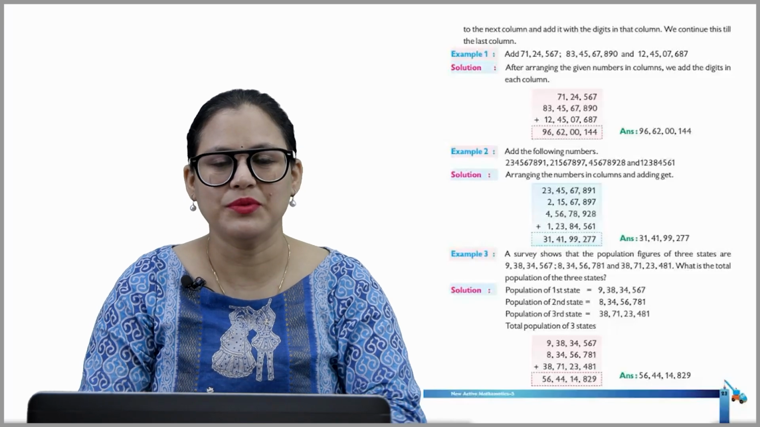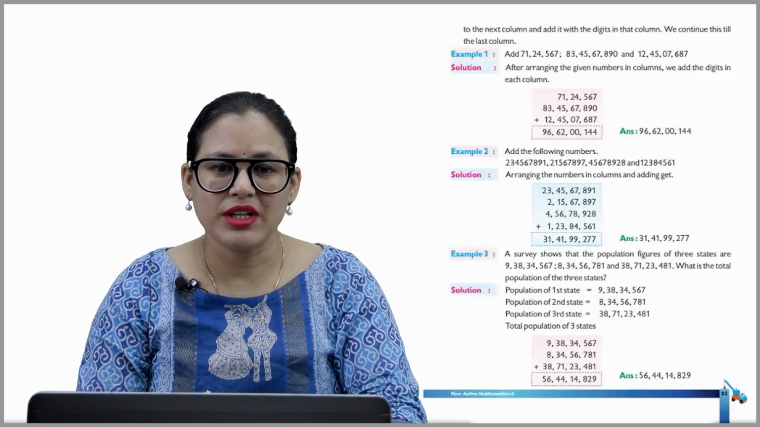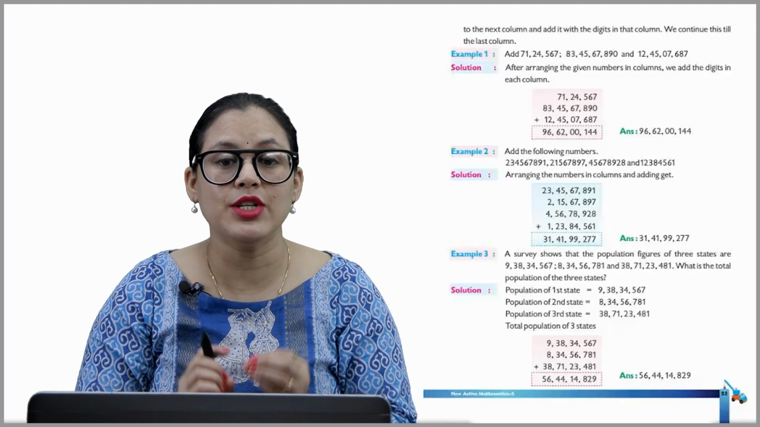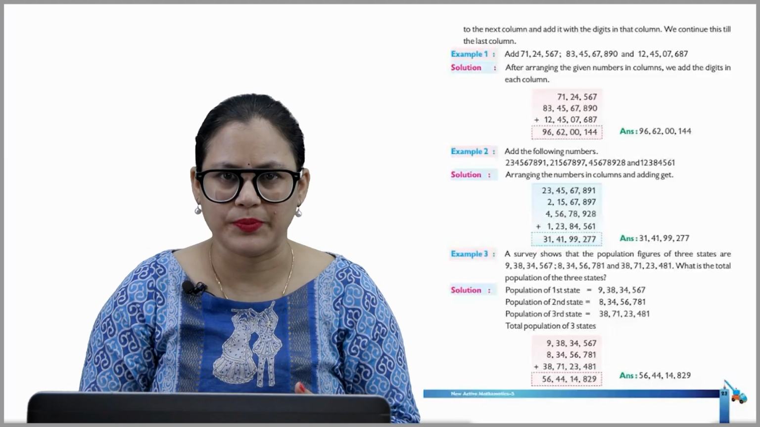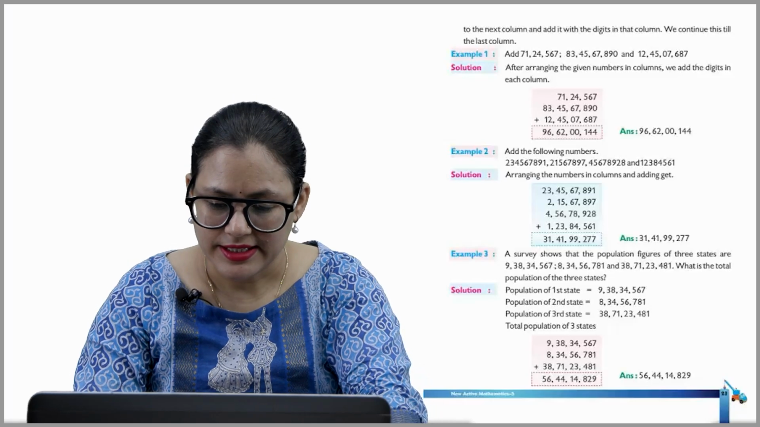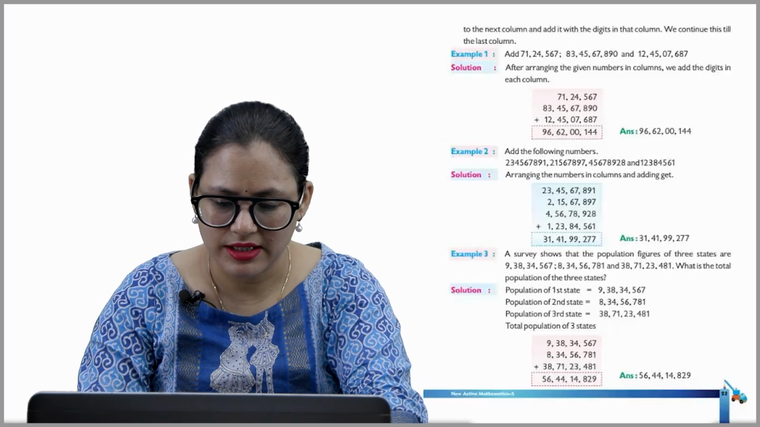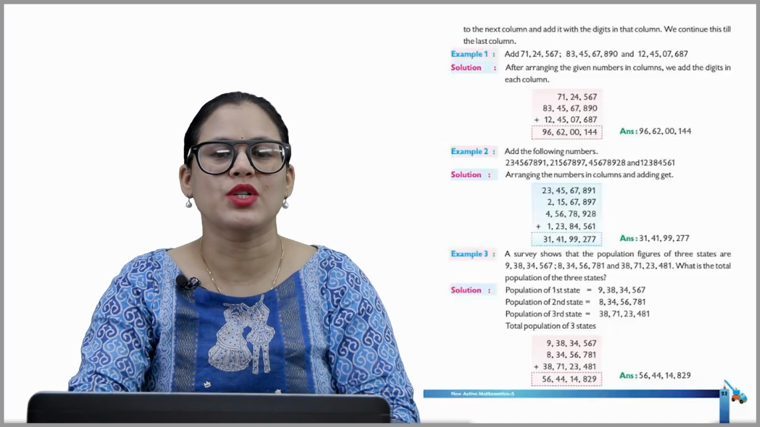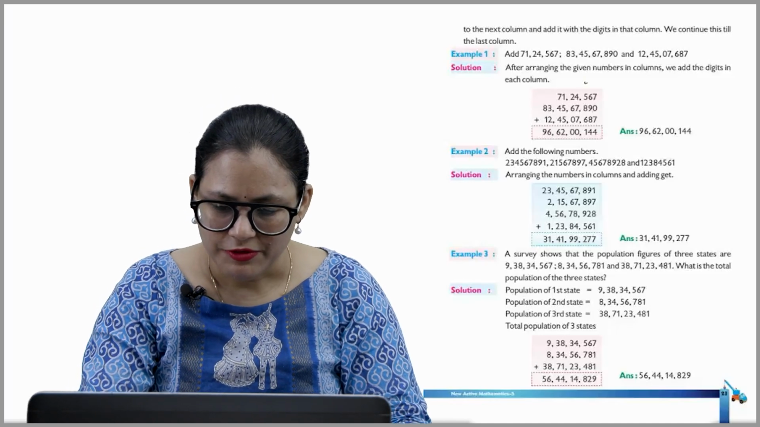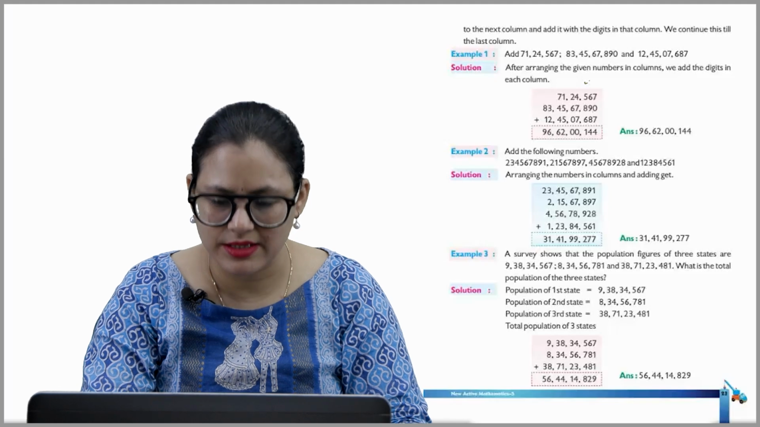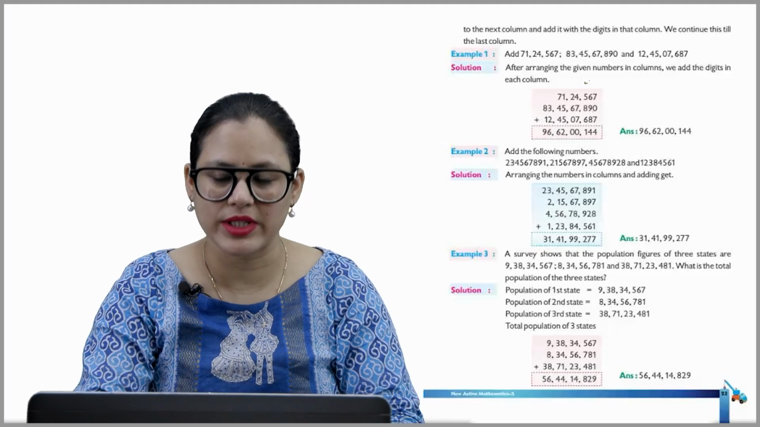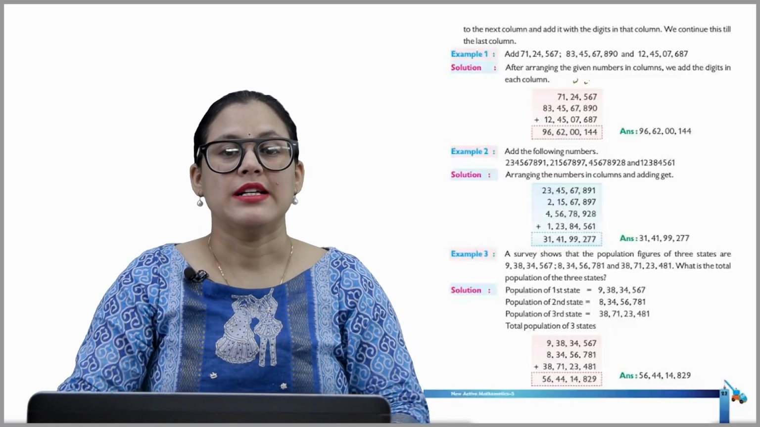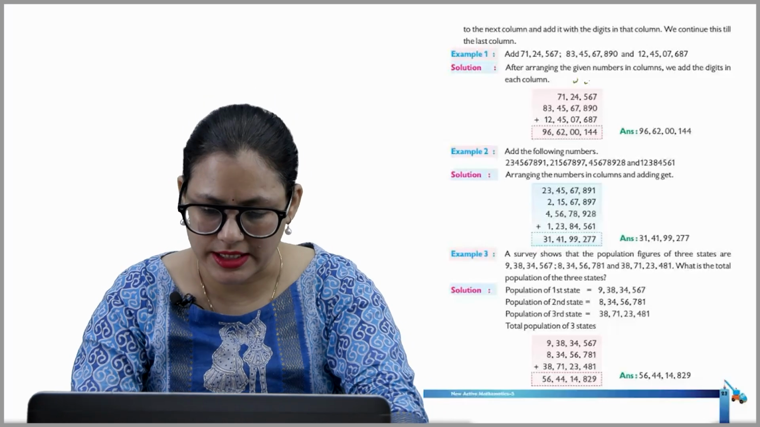So, example 1, let's see. First, we'll arrange the numbers in columns, write this like this, and then we'll add the digits in each column. 7 plus 7 is 14, 1 carry. 6 plus 1, 7 plus 9, 16 plus 8, 24 and then 2 carry. 5 plus 2, 7 plus 8, 15 plus 6, 21, 2 carry. 4 plus 2, 6 plus 7, 13 plus 7, 20.